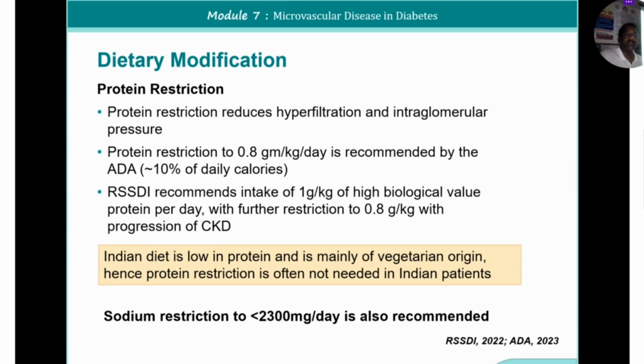So dietary restrictions. The Indian diet is low in protein and is mainly of vegetarian origin. Hence, protein restriction is often not needed in the Indian patient. That I already told you. Sodium restriction is very, very important. So salt restriction is very important. Just 1 spoon, that is about 2.5 grams, 2300 milligrams of sodium. So 1 tablespoon is sufficient per day per individual. That is our sodium restriction.